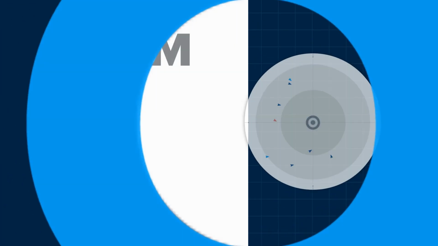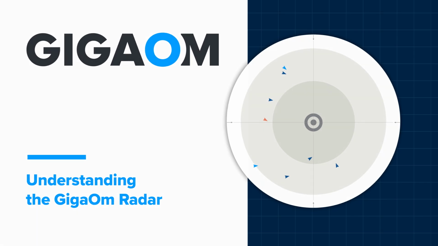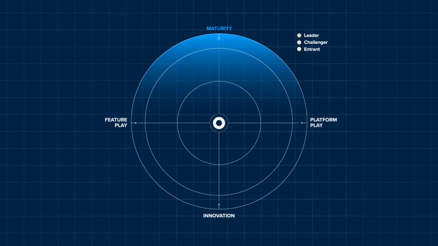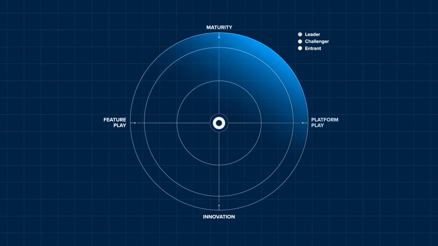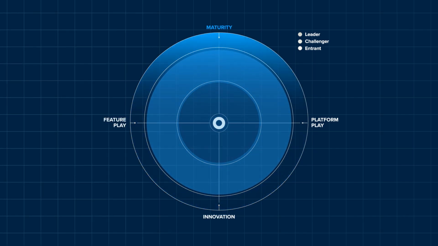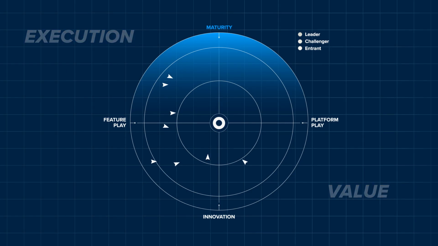Today, we're going to explain the ins and outs of the GigaOm Radar. The GigaOm Radar synthesizes our practitioner-led, data-driven analysis of a technology sector. The GigaOm Radar plots vendor solutions across four quadrants and three circles, with the centermost circle depicting the bullseye. The closer to the center bullseye of the radar chart a vendor sits, the better its execution and value.